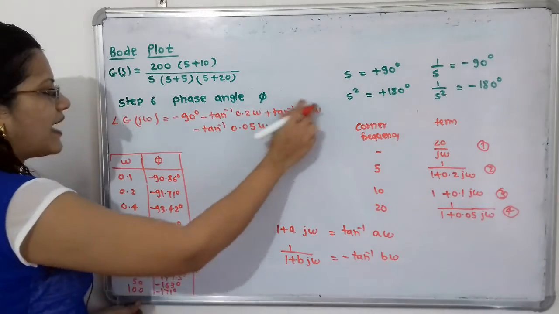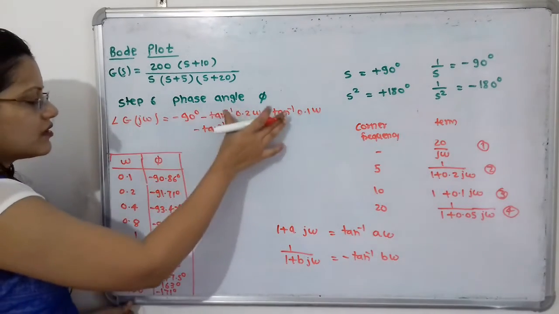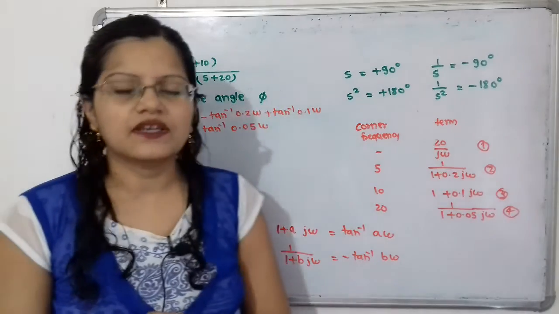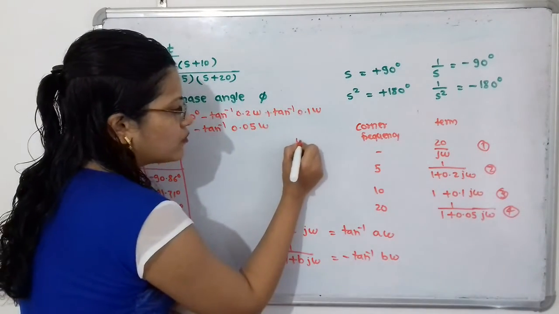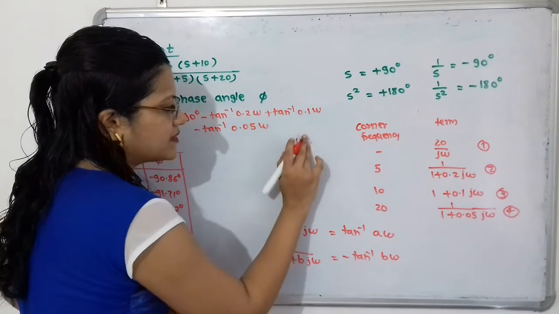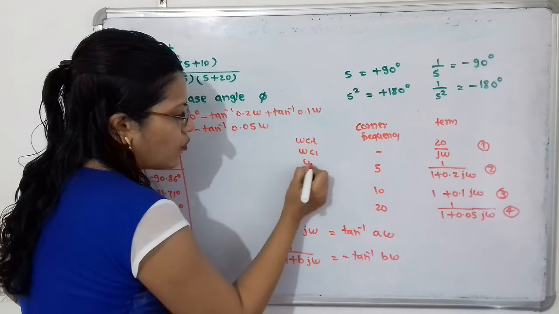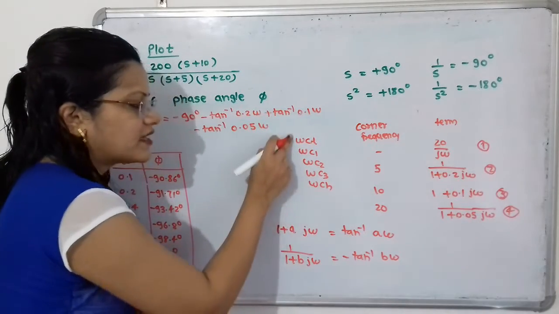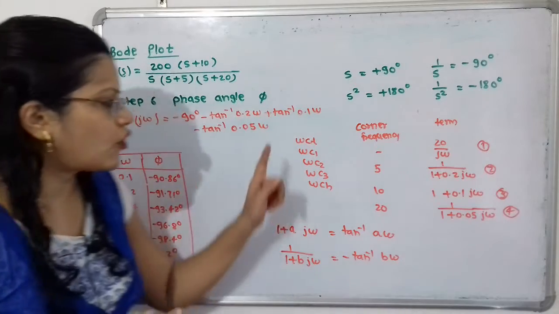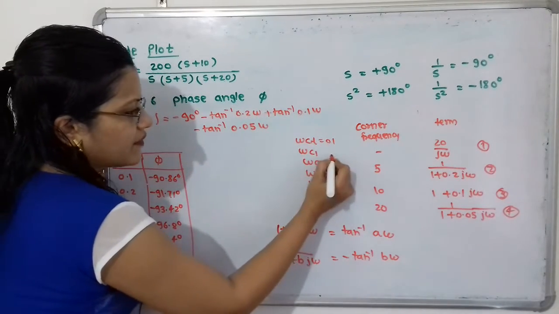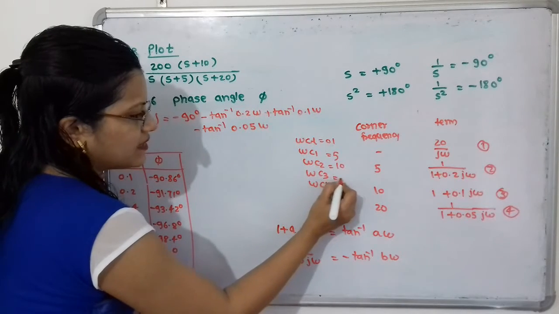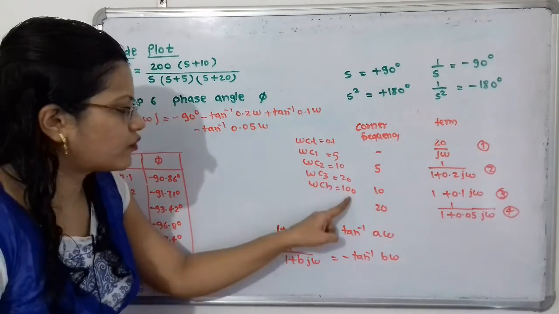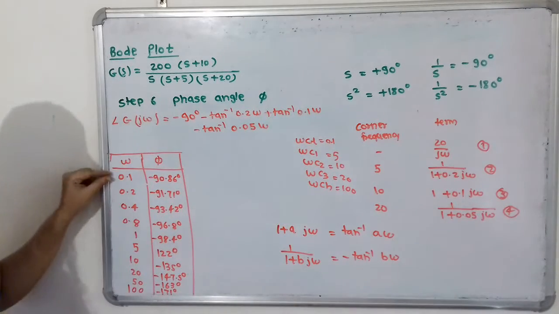So this is the formula to calculate the phase angle phi. Now we will put in different values of omega, including the corner frequencies. How to select? We know that we have to take from the lowest corner frequency, omega CL, to omega C1, omega C2, omega C3 and omega CH. From the lowest corner frequency to the highest corner frequency, we have to select the range. The lowest corner frequency is 0.1, then omega C1 is 5, omega C2 is 10, then 20 and 100. So these are the frequencies 1, 2, 3, 4, 5. Except for these 5 frequencies, we will select other ones also.